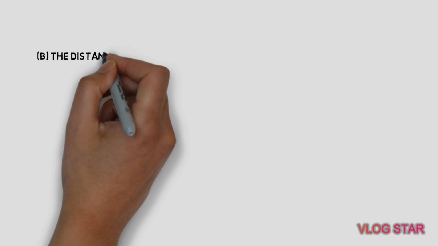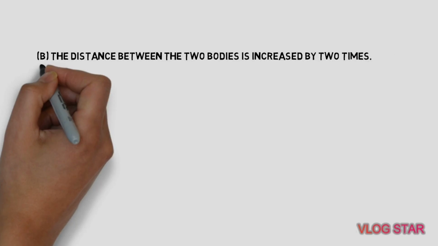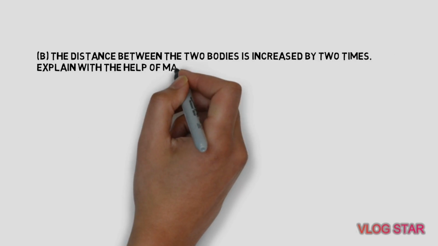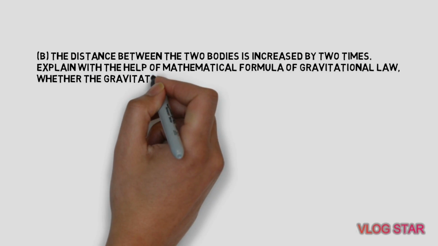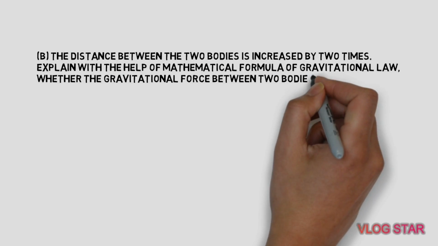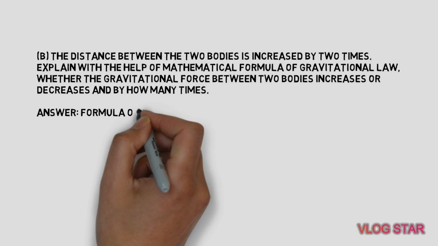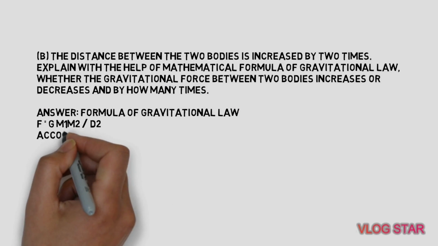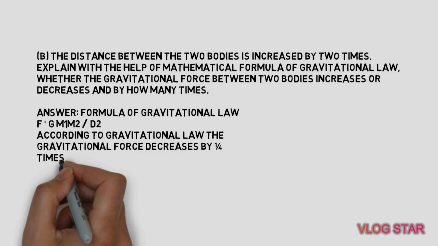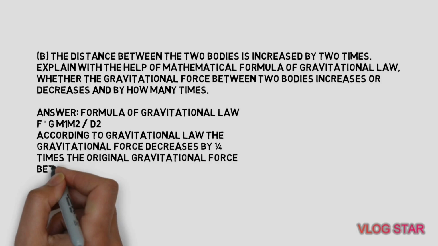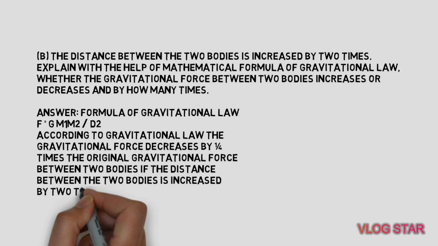B. The distance between the two bodies is increased by 2 times. Explain with the help of the mathematical formula of gravitational law, whether the gravitational force between two bodies increases or decreases and by how many times. Answer: Formula of gravitational law: F equals G m1 m2 / d². According to gravitational law, the gravitational force decreases to 1/4 of the original gravitational force between two bodies if the distance between the two bodies is increased by 2 times.